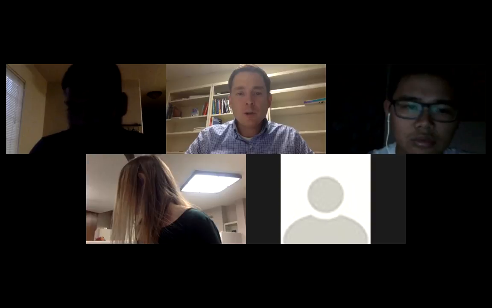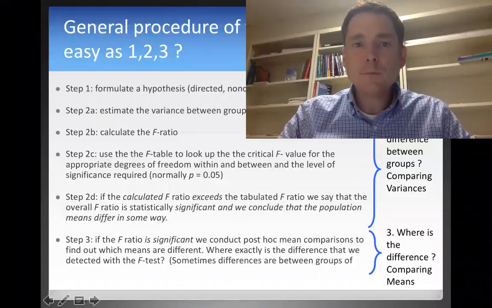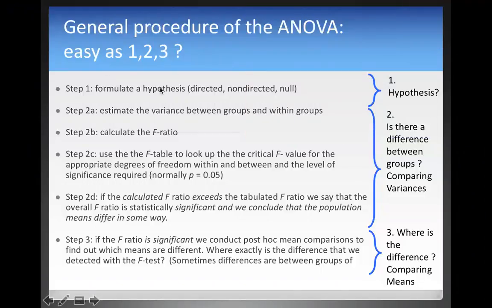Here briefly, I want to show you one more time, highlight the overall logic. First, you formulate your hypothesis, and then basically the question is: is there a difference between the groups? What we do is we calculate the variance between groups and the variance within groups. We compare those two with each other and calculate that F ratio. We basically ask, where is the variation bigger, between the groups or within each group? So we get that F ratio, and in our example here it was 7.